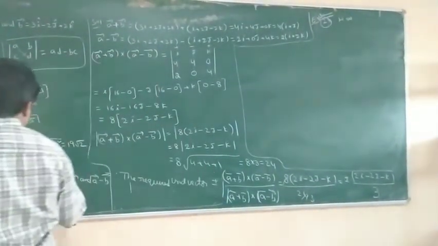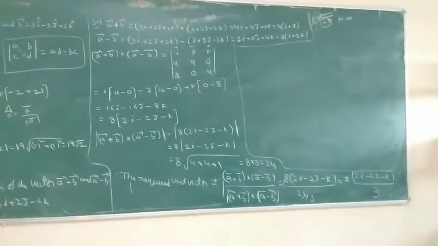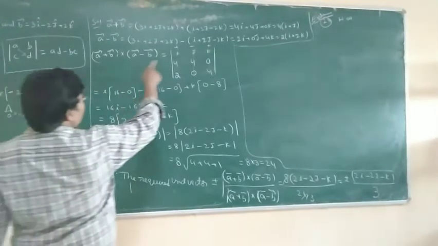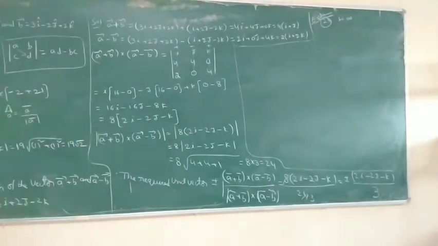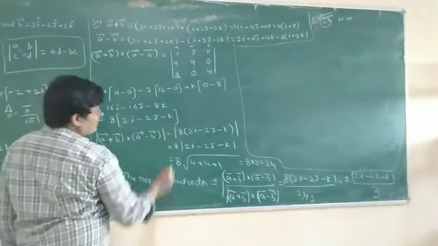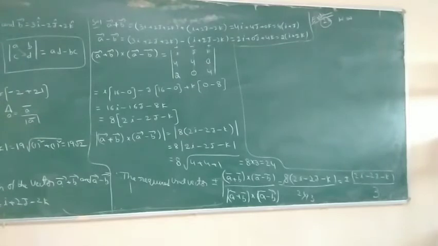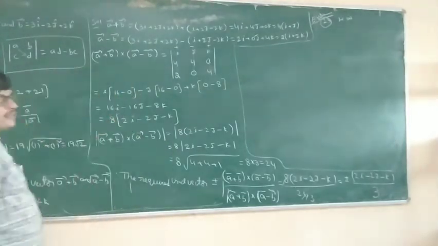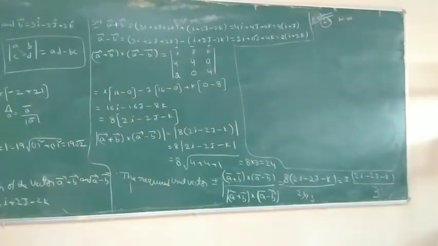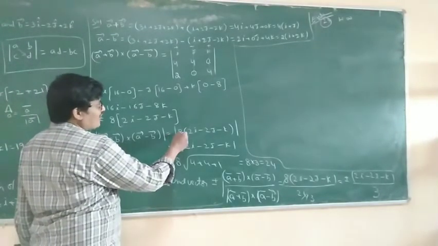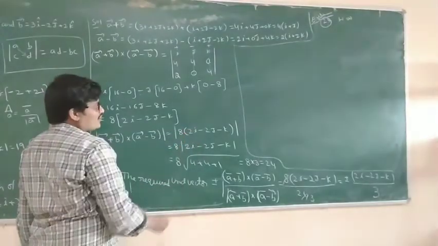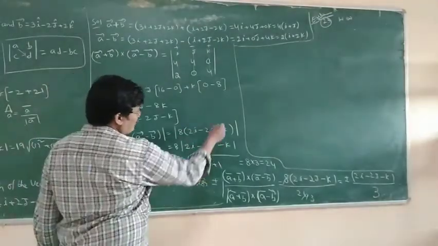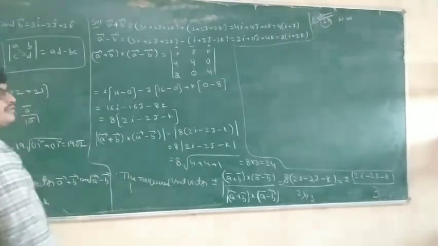So first of all, we have to find a plus b, next a minus b, and then cross the two vectors. The cross product of the two vectors is denoted by the determinant procedure. Find out the 8 common because the calculation is easy. Next, the modulus of that vector. Modulus of 8 is equal to 8 into the modulus of this vector: 2 square 4, plus 1 square, this is 9, so 8 into 3 equals 24.